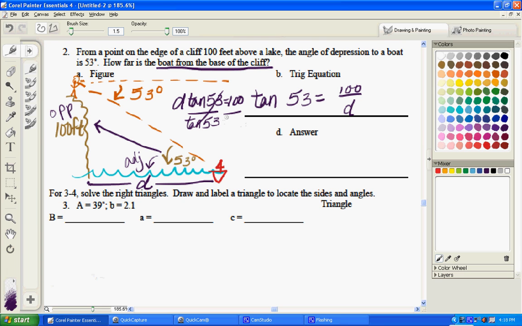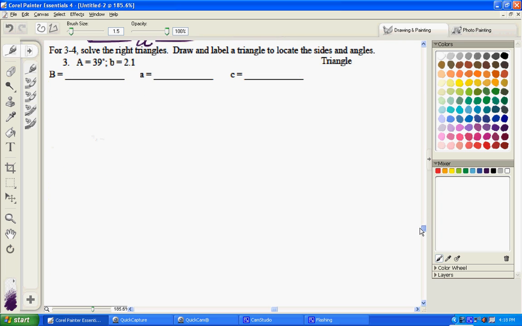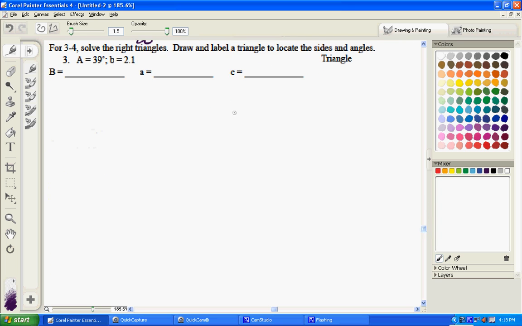So these are going to cancel, and I'm going to put 100 over the tangent of 53 in my calculator, which of course you can't see, but you'll take my word for it, making sure that I'm in degree mode, and I'm going to get 75.355. Because I know I'm doing a word problem, I'm going to say 75.355 feet. The units count on word problems, so please make sure that when you put in an answer, you get units as well. So, all right, let's talk about the next one.